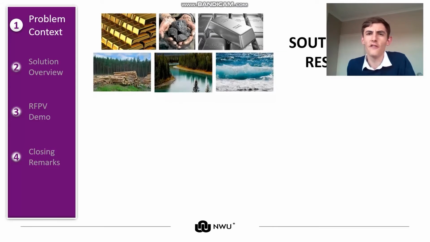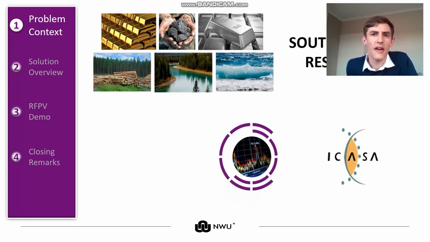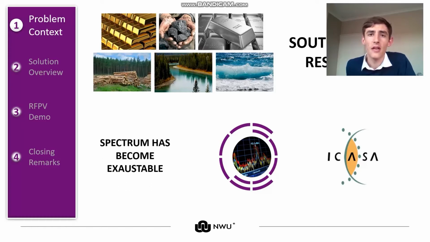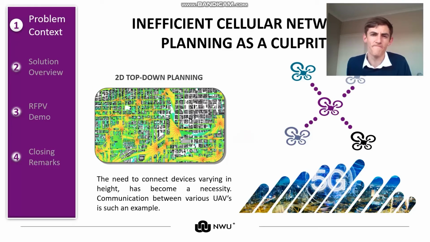Now, South Africa has a lot of natural resources: coal, platinum, gold, just to name a few. But there's one resource that we have which is currently very underutilized, and that is our RF spectrum. And as with any natural resource, if we misuse it or use it inefficiently, then future supply just cannot keep up with the demand.